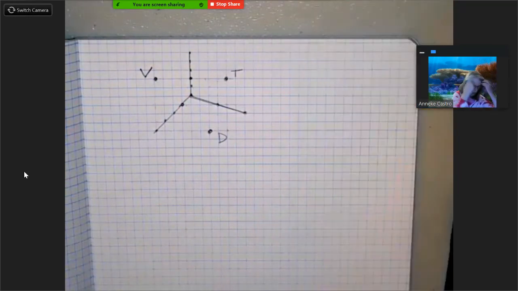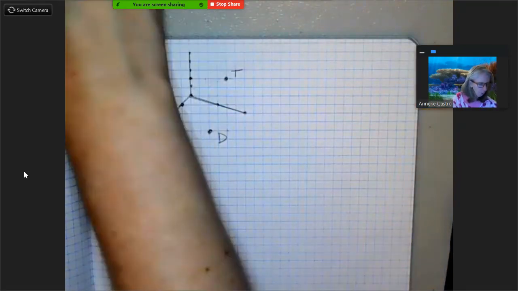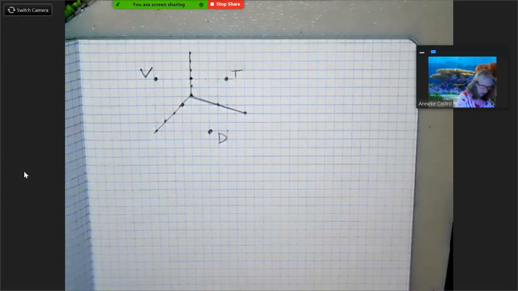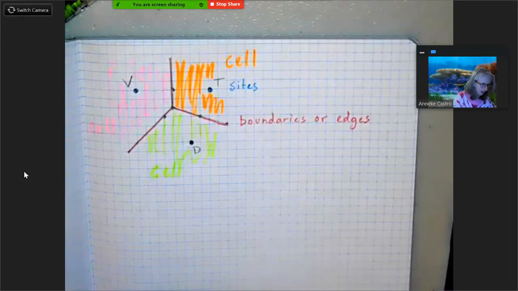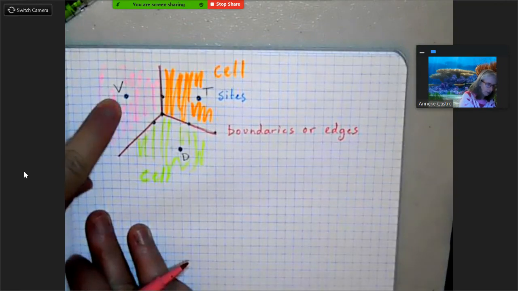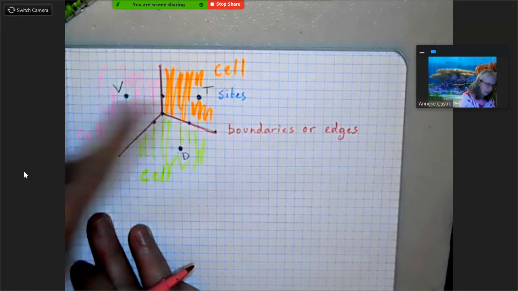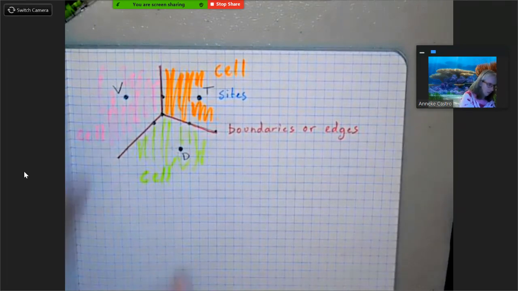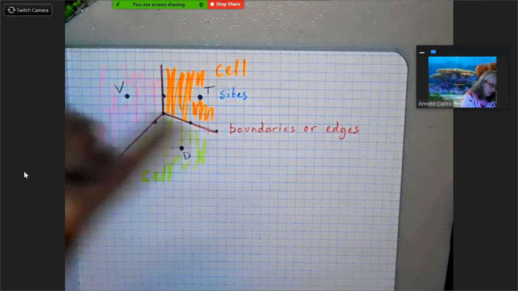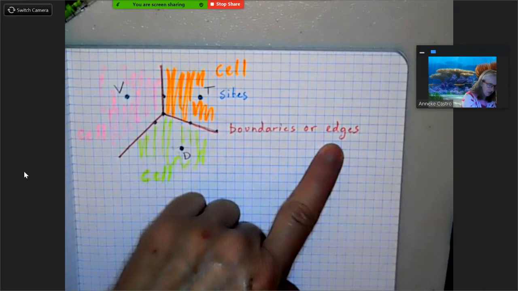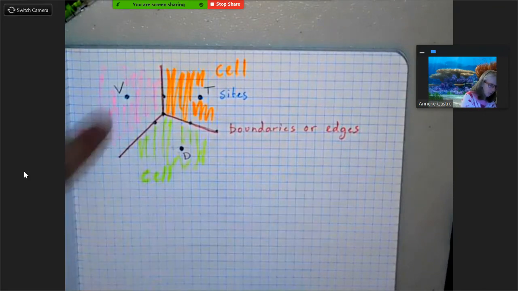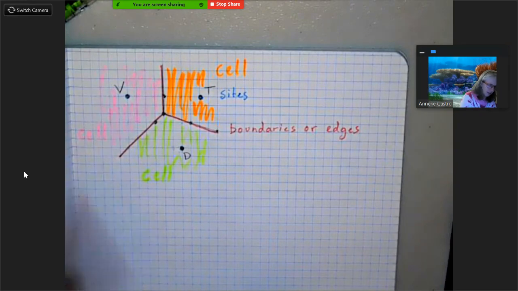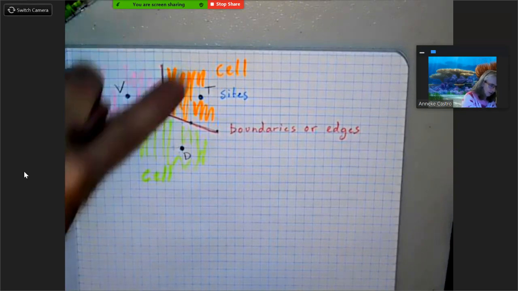All right. So what have we got here? We have boundary lines. Here, I'm going to do the big reveal because I actually did this before, so I'm just going to go back. So what have we got? We've got our sites, our V, T, and D. Those are our sites. The boundaries in between them can also be called edges. And then the regions around the sites are called cells. So here's the cell, the cell, the cell.